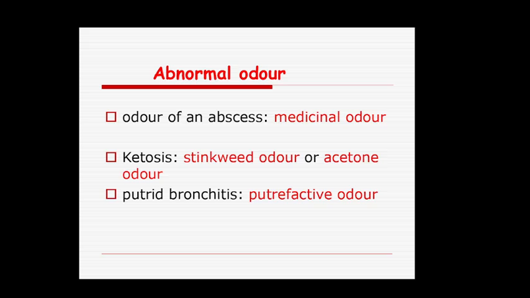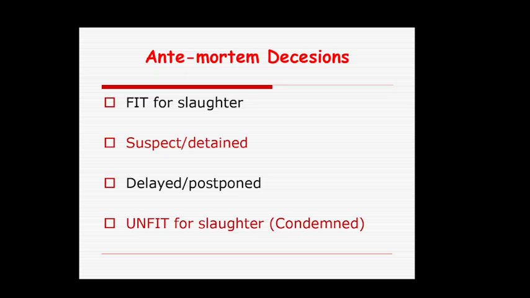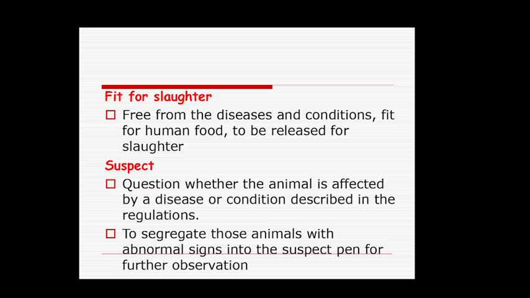Abnormal odor: the odor of an abscess, a medicinal or acetone odor in ketosis, a stinkweed odor, a putrefactive odor in putrid bronchitis. Antemortem decisions: fit for slaughter, suspect detained, delayed or postponed, unfit for slaughter. So which ones are fit for slaughter? Those free from disease and conditions, fit for human food, are released for slaughter.